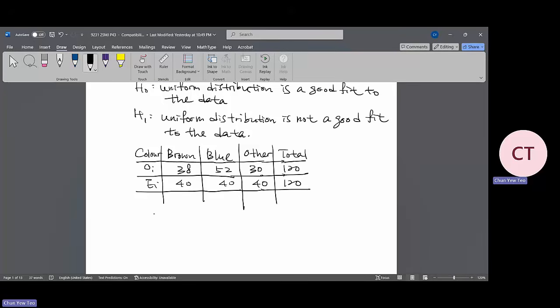Okay, so now what is our significance level? The significance level is 5%. What is our degree of freedom? The degree of freedom is 3 minus 1. There are 3 columns over here, so you have 2. So your critical value, chi-square of degree of freedom 2 at 0.95, from the formula table you can get as 5.991.